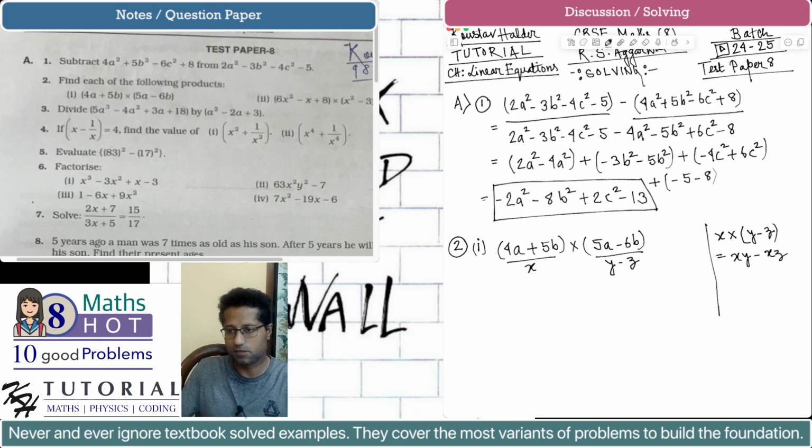Anyway, so this is xy minus xz. So if we apply the distributive law of multiplication over subtraction, this becomes 4a plus 5b multiplied by 5a and then minus 4a plus 5b multiplied by 6b.